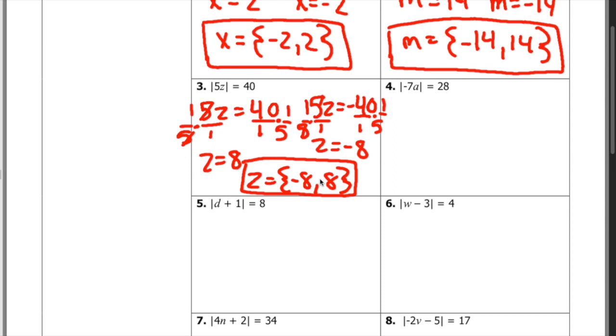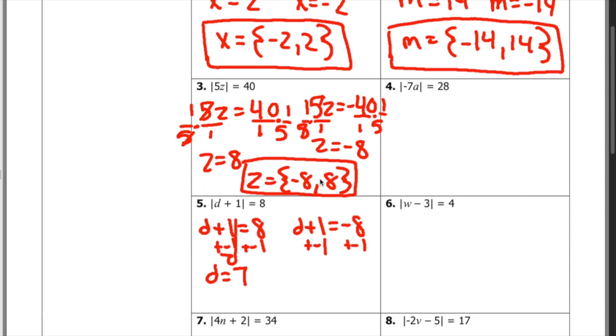number 5. So number 5, we have the absolute value of d plus 1 equals 8. So I'm going to isolate what I have inside the absolute value brackets and set it equal to positive 8 and then negative 8. So I have d plus 1 equals 8, and I have d plus 1 equals negative 8. I'm going to go ahead and solve d plus 1 equals 8, add negative 1, add negative 1, d equals 7. Same thing on the right side, I'm going to add negative 1, add negative 1.